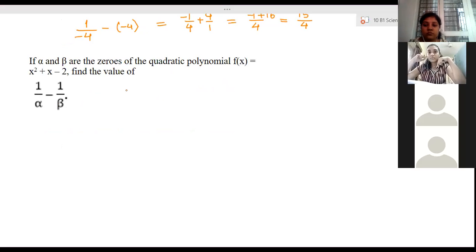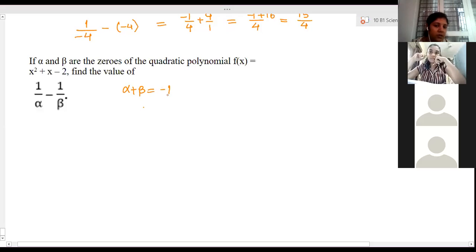Ma'am, first the sum of the zeros and product of the zeros. Yeah, what is the sum of zeros we will get here? We get here minus 1 by 1, that is minus 1. And the product of zeros, alpha beta, is equal to minus 2. Now we need to calculate the value of this.